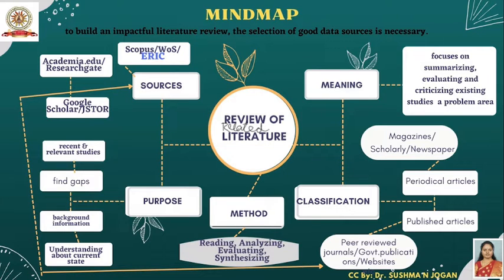So, the meaning of review of related literature is, it mainly focuses on summarizing, evaluating, and criticizing existing studies, that is, a problem area. It means every researcher has to focus on summarizing the work which is done on a particular area, that is, on a particular research problem. So, to evaluate a study which is carried out, to criticize the existing studies, all these can be done with the help of review of related literature.